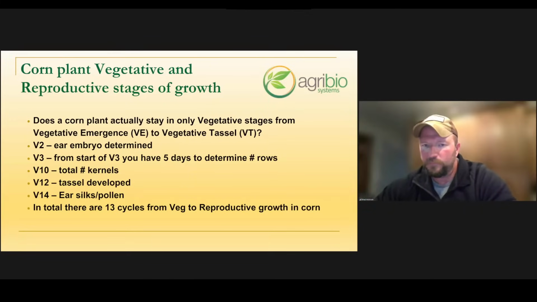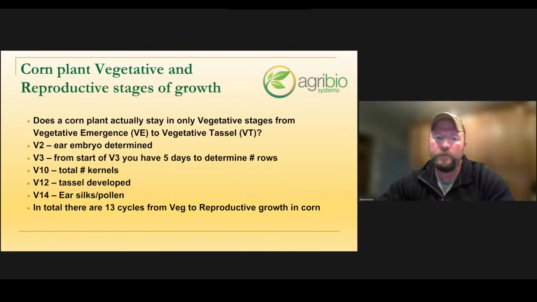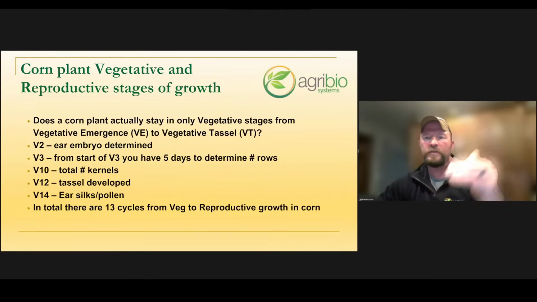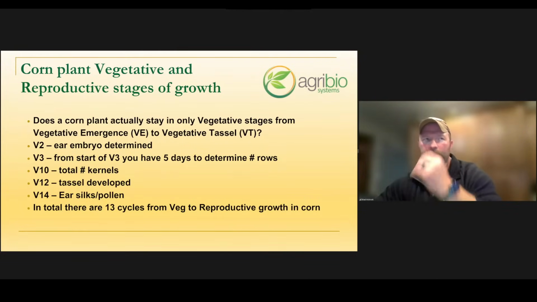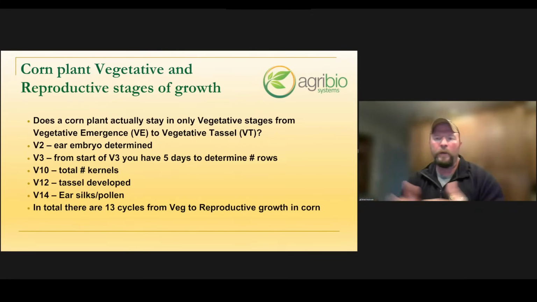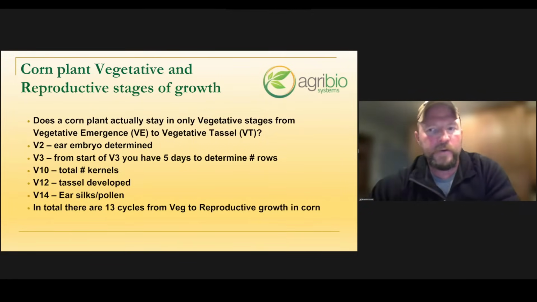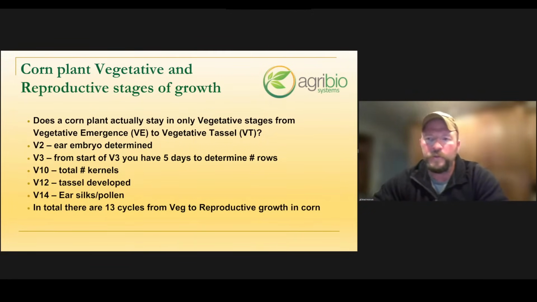We have reproductive growth occurring at V3, when those plants are generally about 4 inches tall. We have reproductive growth again occurring at about V5 to V6. But in total, in a corn plant, there are 13 cycles where it goes from vegetative to reproductive and back and forth. And so when we look at plant growth, number one, carbon, hydrogen, and oxygen make up 95 to 96% of total plant biomass at maturity.